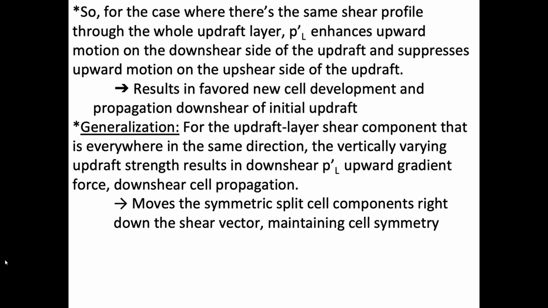For the updraft layer shear component that's everywhere in the same direction, the vertically varying updraft, which we say maximizes in the mid-levels, results in a down shear linear perturbation pressure gradient force that's upward down shear, favoring down shear cell propagation. And this effectively just moves all components of the initial cell split within the unidirectional shear profile straight down the shear vector, maintaining the cell symmetry.